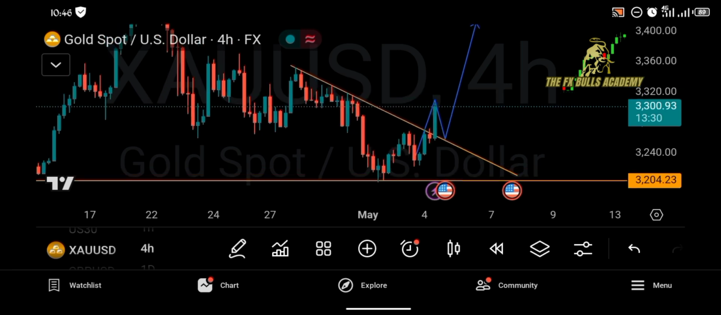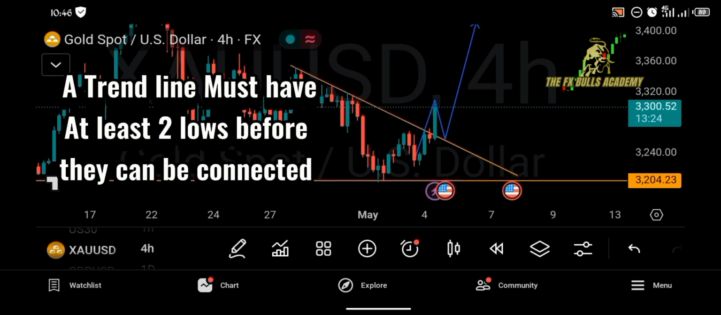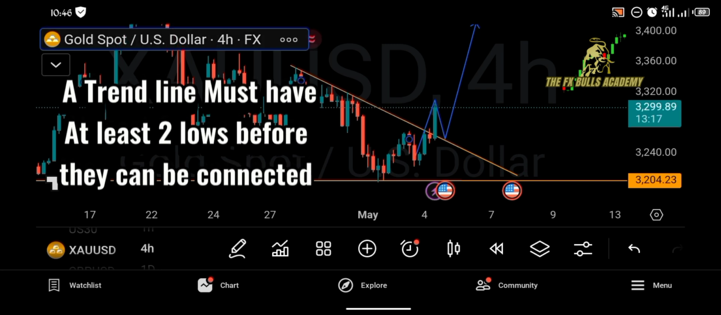And again, let me explain this for you guys. If you want to draw a trend line, you must have at least 2 lows or 2 highs for you to draw a trend line. That's simple. So now let me explain what I said.